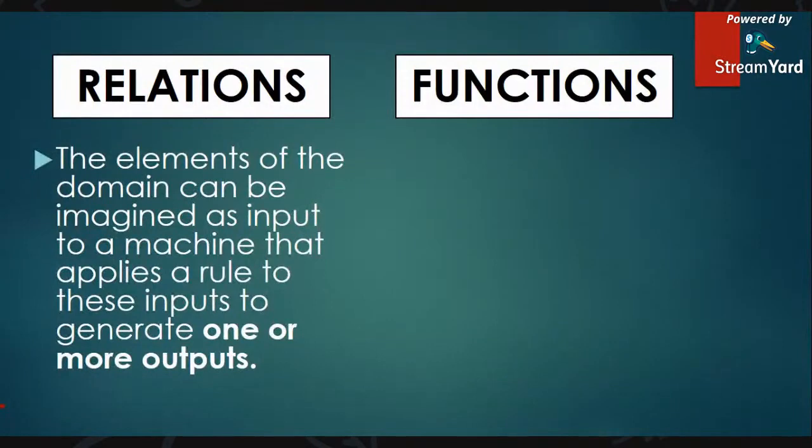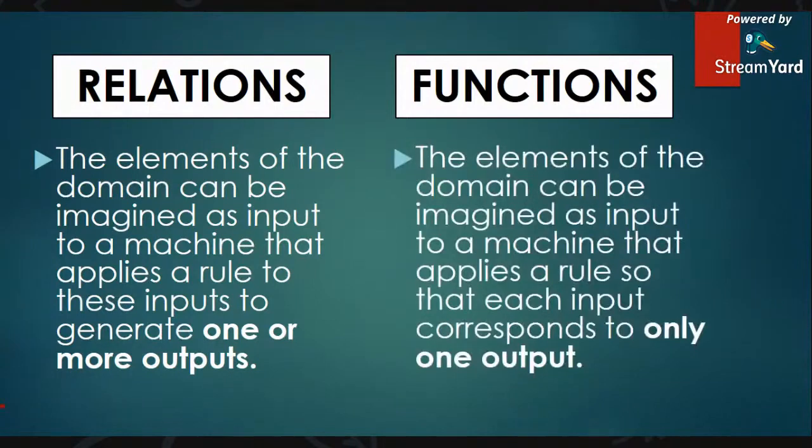The element of the domain can be imagined as input to a machine that applies a rule to this input to generate one or more outputs. While the function is the element of the domain can be imagined as input to a machine that applies a rule so that each input corresponds to only one output.